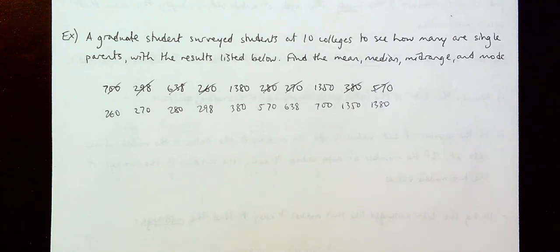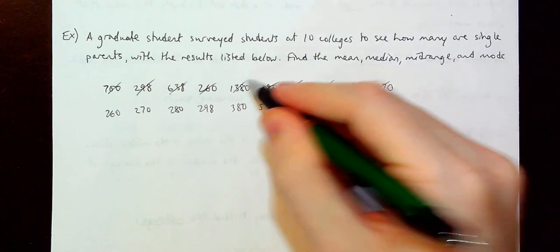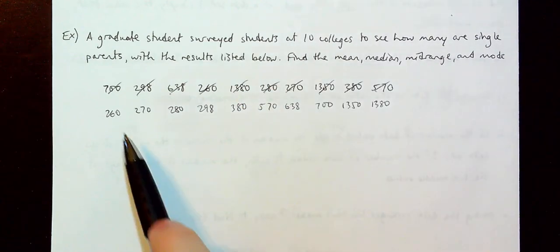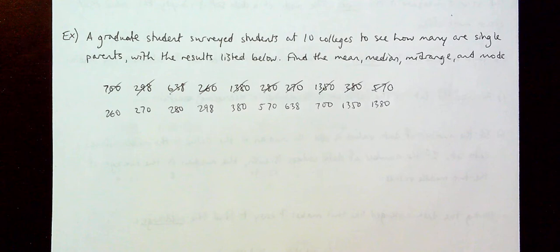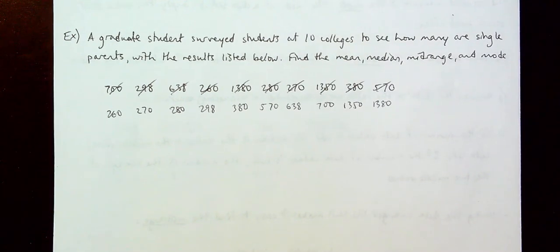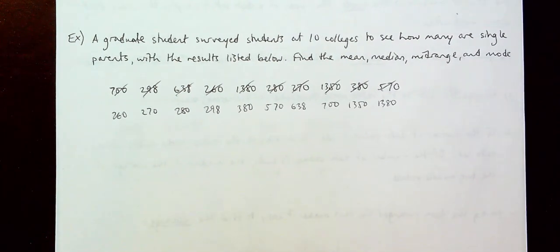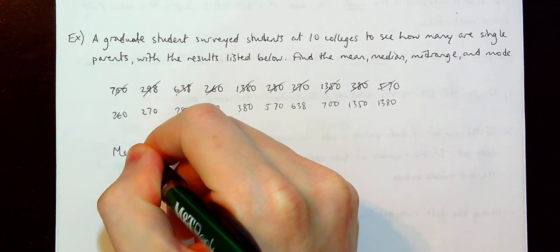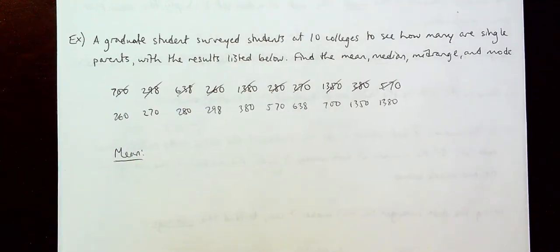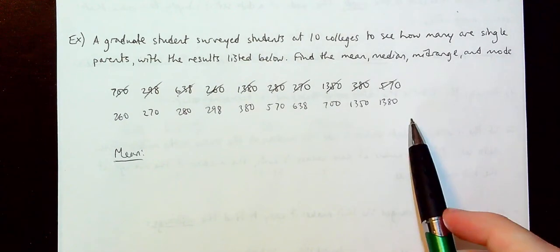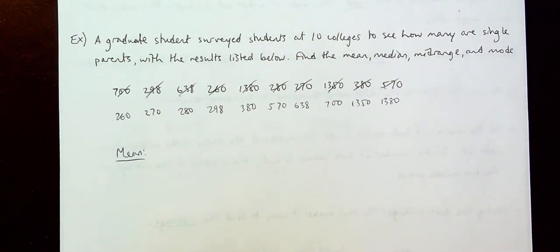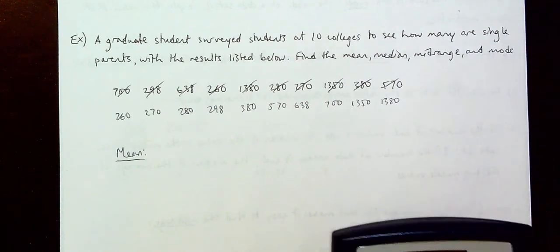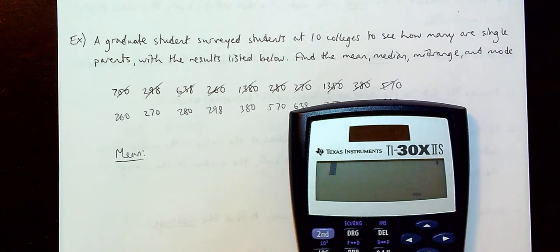Okay, so I have taken my data. I've put them in increasing order. Just as a quick note, I have 1, 2, 3, 4, 5, 6, 7, 8, 9, 10 pieces of data here. So again, kicking things off with finding the mean. I'm taking the sum of all these numbers, and I am going to then divide that sum by the number of data values that I had, which is 10.